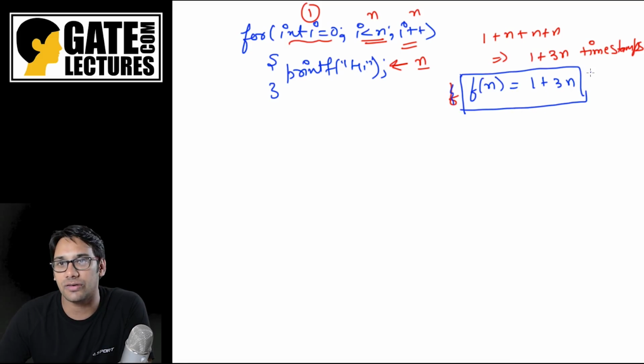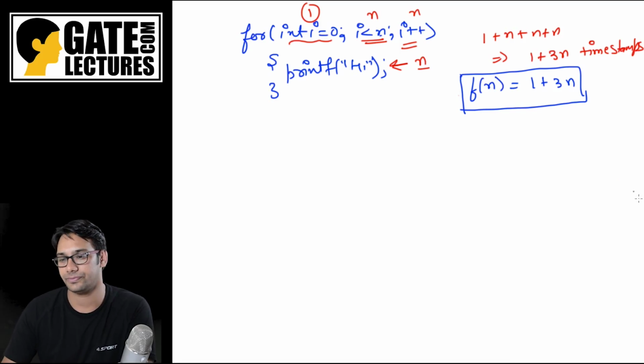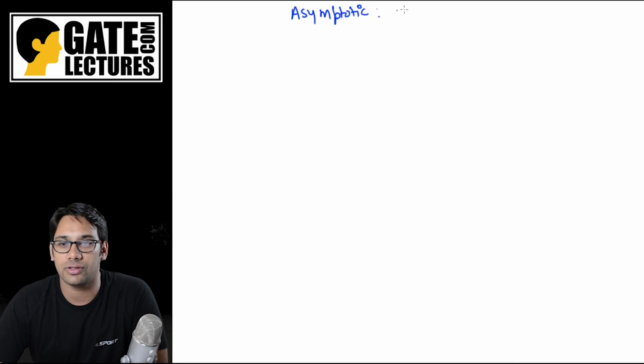And this function will grow if the size of the input is growing, or if the size of this n is growing. Now this time complexity is given by the asymptotic notations. Let us see what these asymptotic notations are. So the next topic is asymptotic notations, or asymptotic growth of functions.